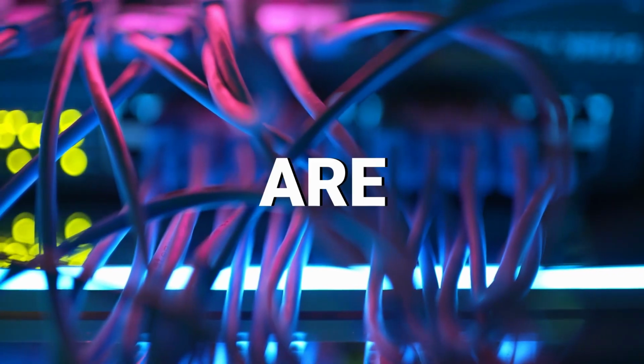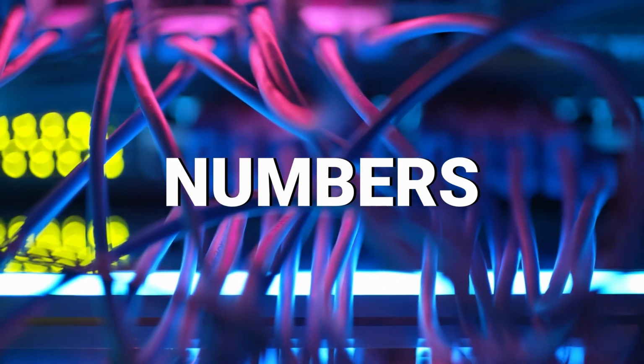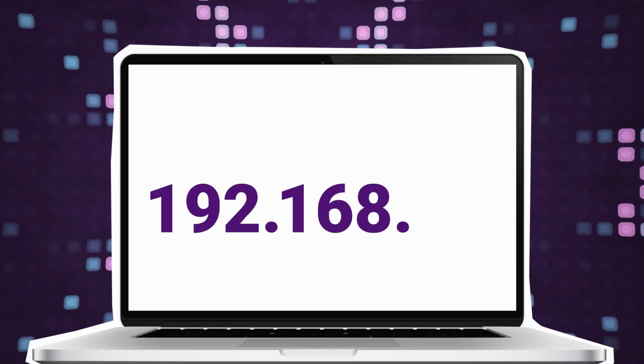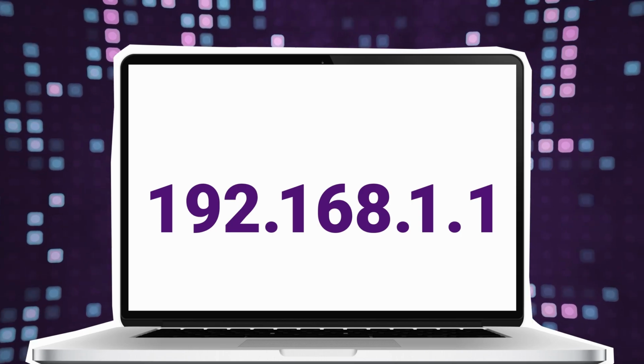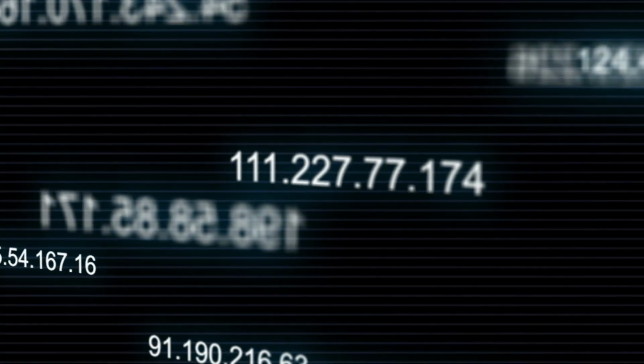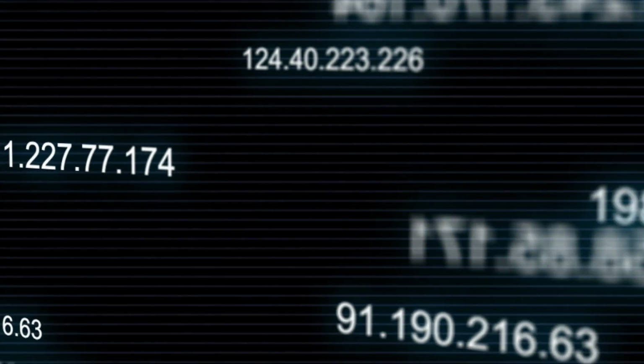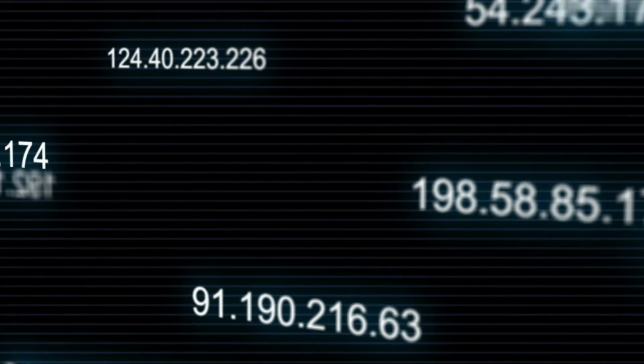IP addresses are made up of a series of 4 numbers, each separated by a period. For example, 192.168.1.1. The numbers can range from 0 to 225 and are represented in a binary form in the computer's memory.